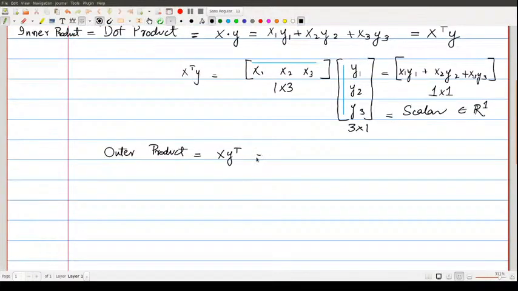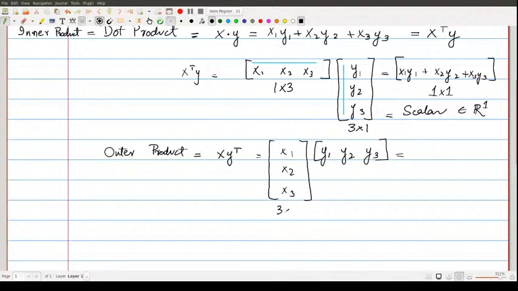So now x stays as a column vector, x1, x2, x3, and y turns into a row vector, so y1, y2, y3. And now let's figure out what the dimension of the result is going to be. So we're multiplying a 3 by 1 vector with a 1 by 3 vector, which means, of course, they're compatible, but the result is going to be a 3 by 3 matrix. And what is that result going to be?